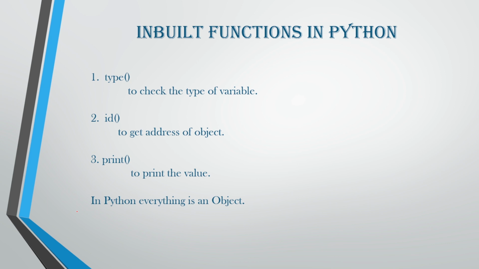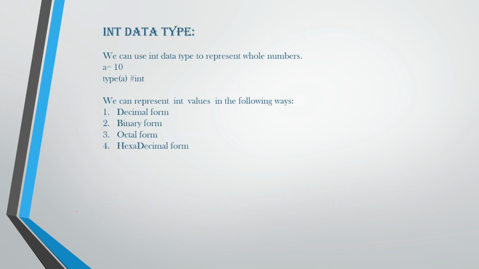Now let us see the data types in detail. The first one we have is the int data type. We can use this int data type to represent whole numbers, or you can also say integral values. For example, 10 is an integer data type, and whenever you want to check what data type a particular variable has, you can use the inbuilt function type, that is type(a), and the answer will be given to you as int.